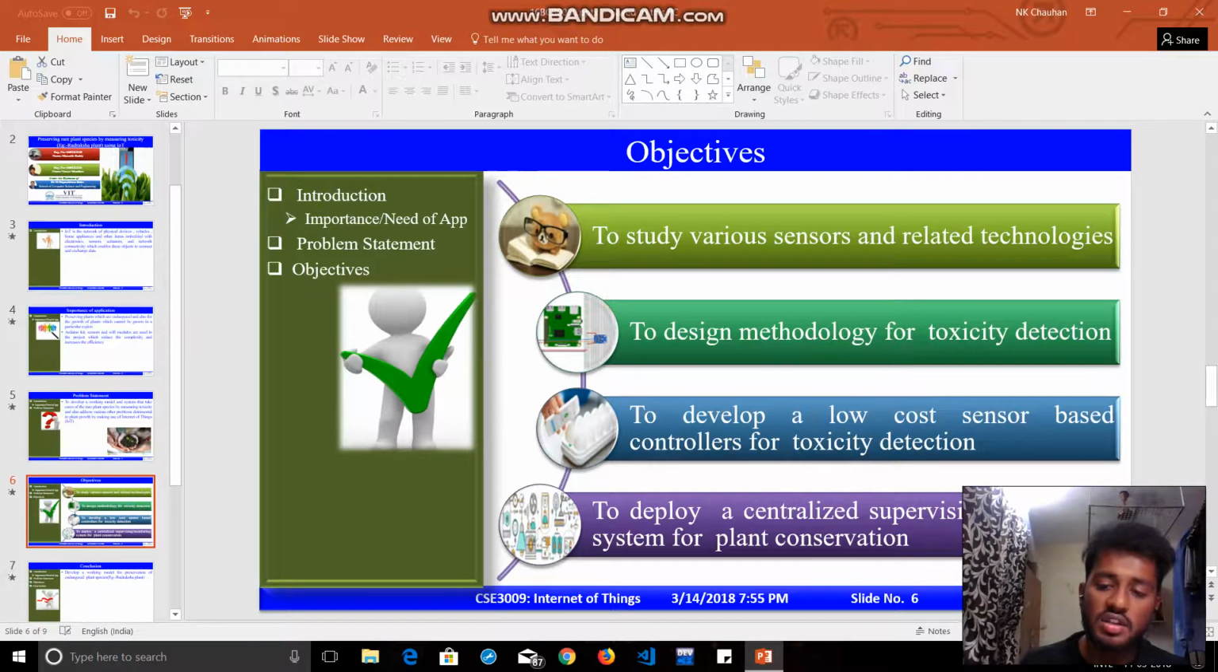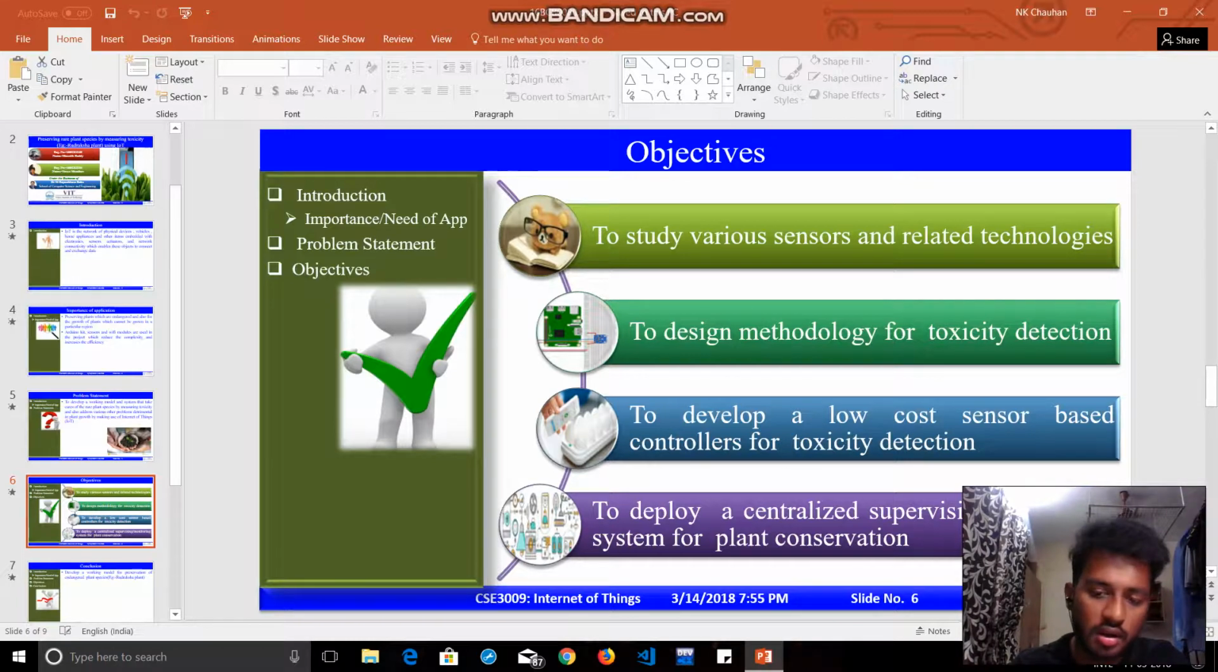And next, to deploy a centralized supervising monitor system for plant conservation. So here is where we are going to blend in the toxicity that we measure with other features that we are going to add in order to monitor the growth of the plant, so that if there is something not going well in terms of the toxicity, or in terms of the growth of plants due to the temperature or other factors, then we can go and supervise the plants and give them the care they require. So that's how we are going to proceed with the project.